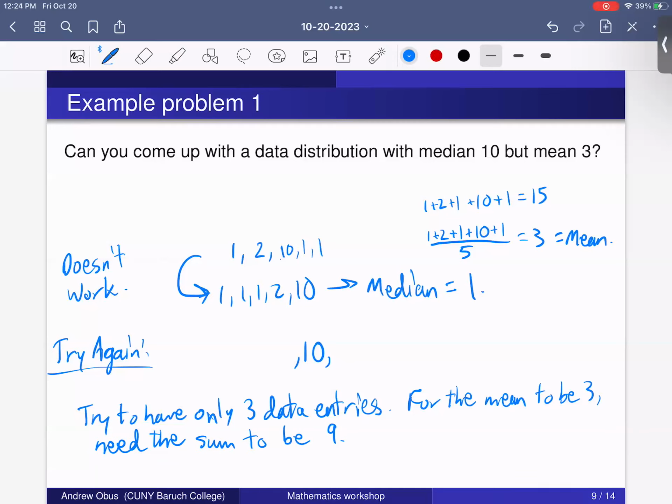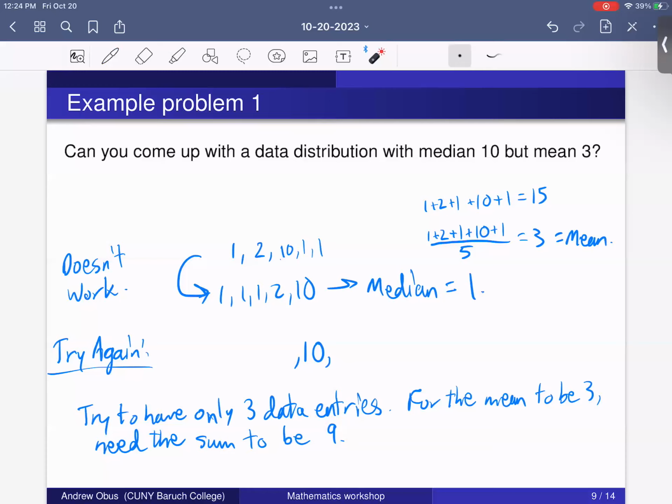Can you come up with a data set with, let's say, just 3 entries, a 10 and 2 more entries, 1 below the 10 and 1 above the 10? As long as I have 1 below the 10 and 1 above the 10, the median will be 10, right? But I want the mean to be 3, which means we need the sum of the data entries to be 9. Okay?